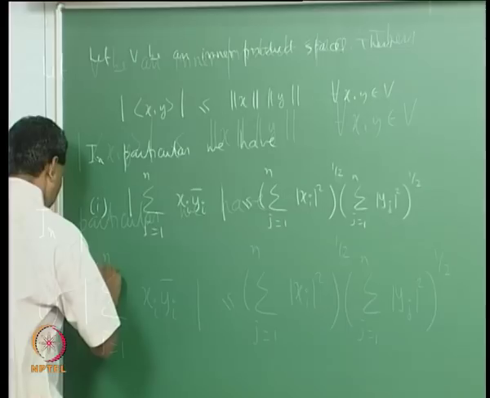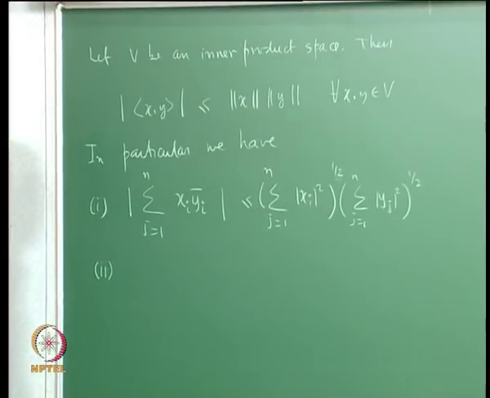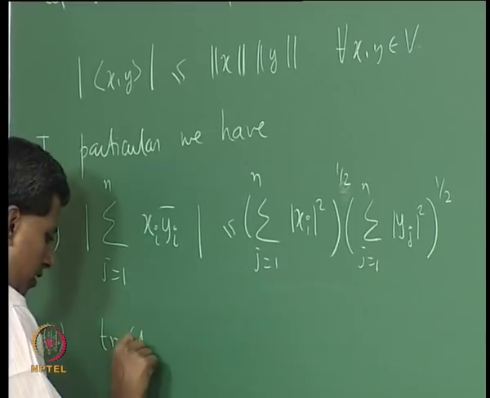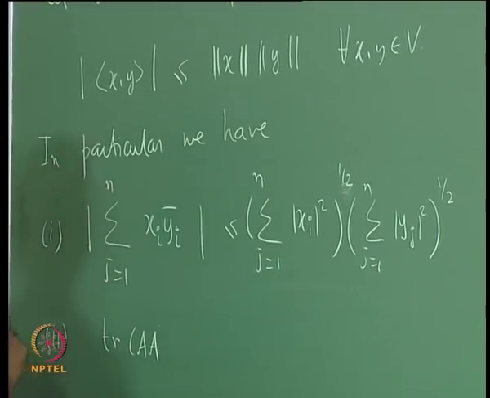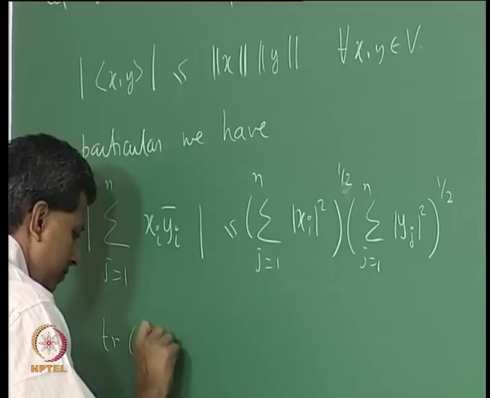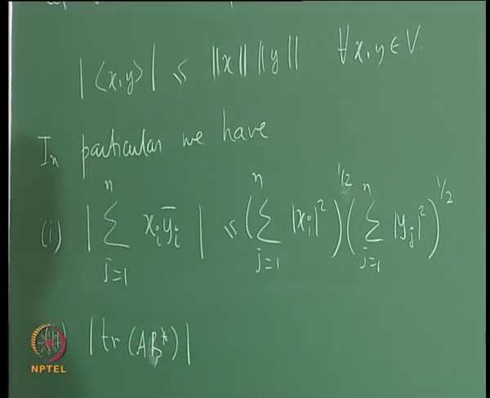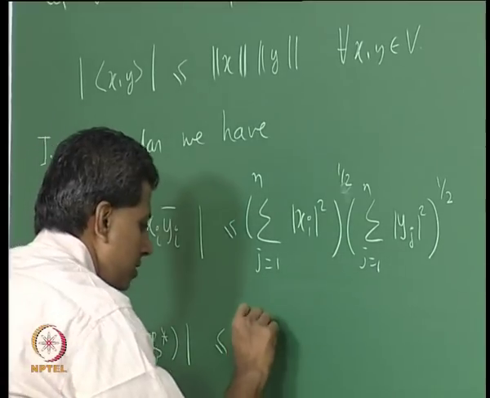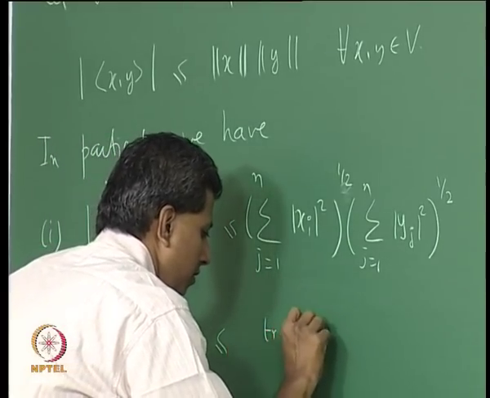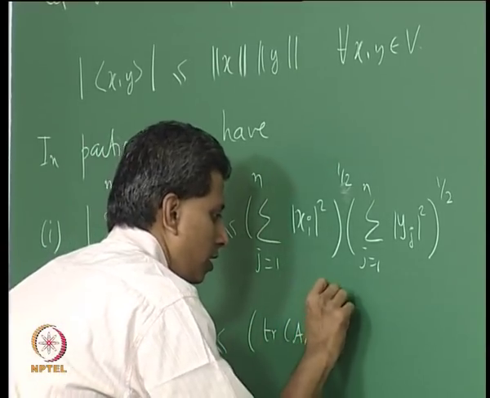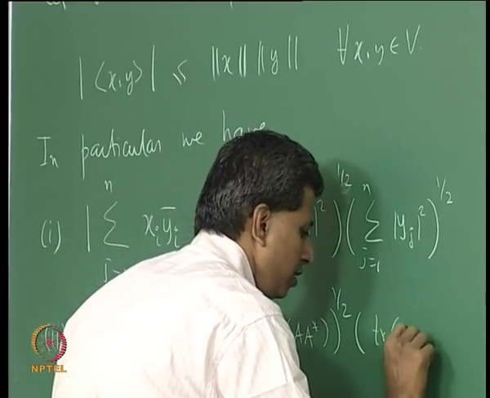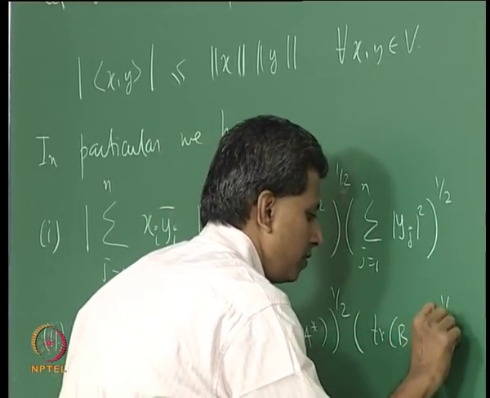Look at what happens to the inner product space Cn cross n with the trace inner product. Modulus of trace of A B star is less than or equal to norm A, norm B. Norm A is trace of A A star to the half. Norm B, similar expression: trace of B B star to the half.